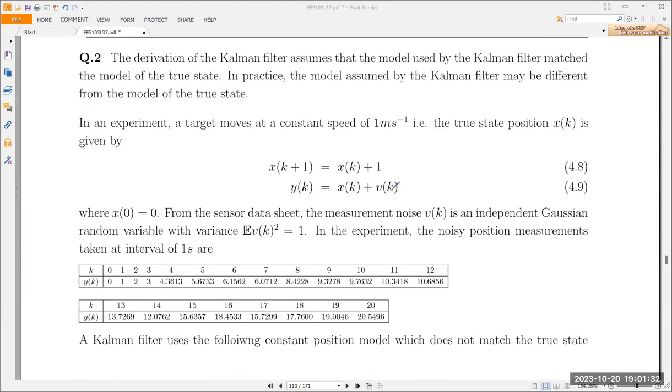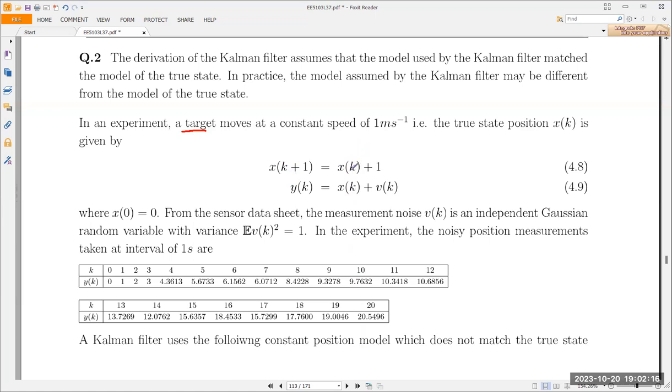Okay, look at tutorial question 2. Now, in tutorial question 2, the target or the man moves at a constant speed of 1 meter. So the true state position is calculated like that. Which means if you start x at 0, then let's say k is the sampling interval of 1 second. So if you start x at 0, then at k equals 1, the 1 second, this would be at 1. Then after 2 seconds, this would be at 2, 3 seconds, this would be at 3.